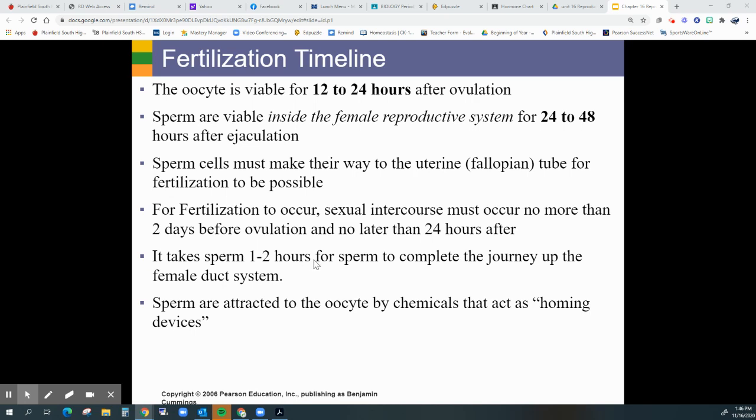It takes sperm about 1 to 2 hours to make their journey, so it doesn't take them near as long as what it takes the egg. The egg takes somewhere around 2 to 3 days to make it from the ovary into the uterus, so it's a much slower process for the egg than it is for the sperm. And the sperm, once they do reach the egg, are actually attracted by chemicals that are being released by the egg cell, and they sort of act like a homing device when they do that.